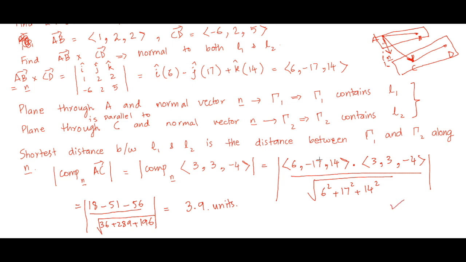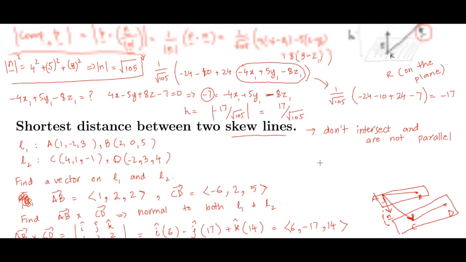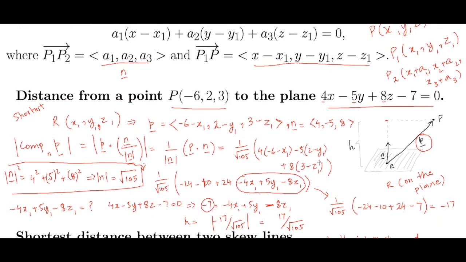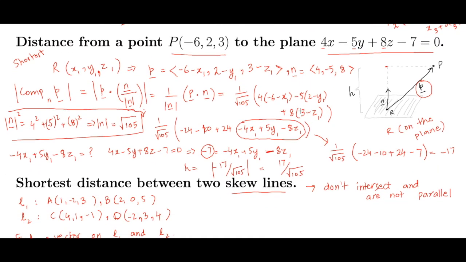In short, we have done two things today. We have found a way to find the distance from a point to a plane, and we have worked on finding the shortest distance between two skew lines using this plane approach. Hope it was easy to understand, and thanks for watching. Hope you liked the video.